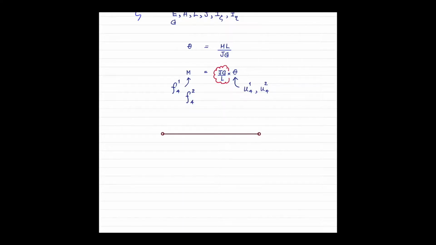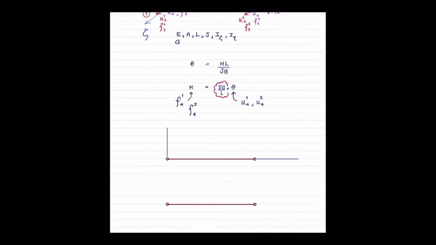Member is here. I copy this member. Paste there. Okay. You have this. We have this. The other thing is this and this.